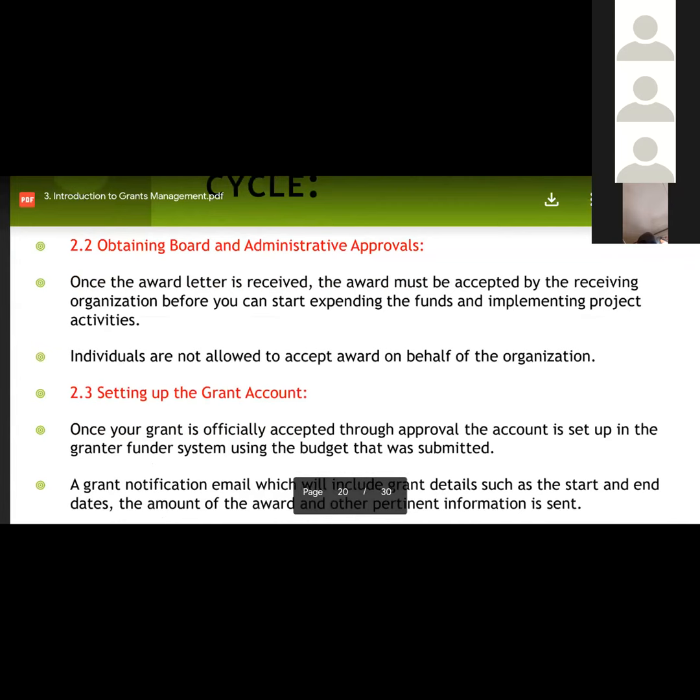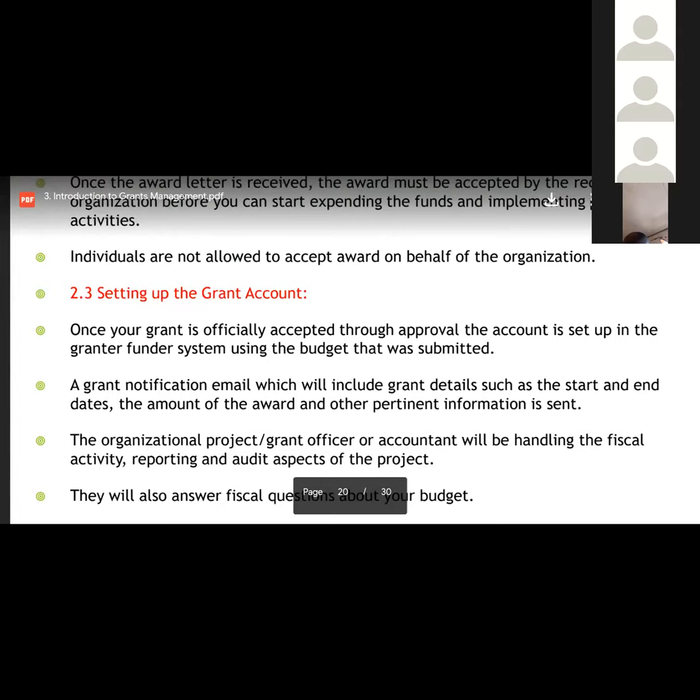So it's always good to make sure that we are able to achieve that as much as possible. Then again, setting up the grant account is also critical. That is, once your grant is officially accepted through the approval, the account is set up in the grantor funder system using the budget that was actually submitted. And then a grant notification email will include grant details such as the start and end date, the amount of the award, and other pertinent information.